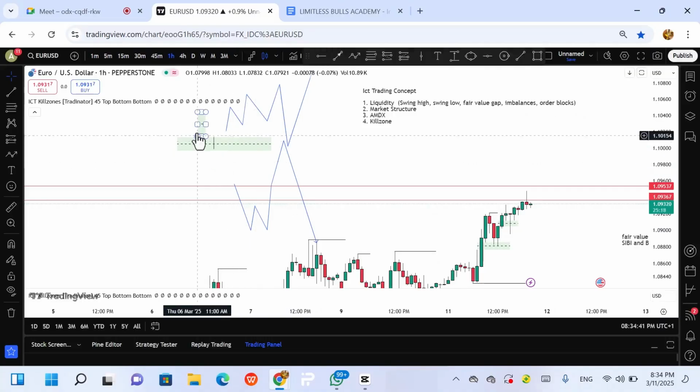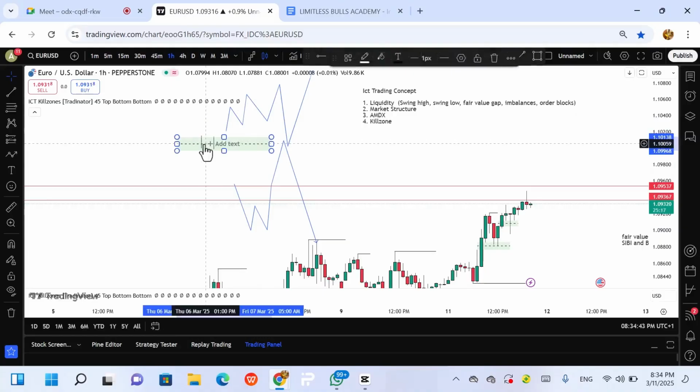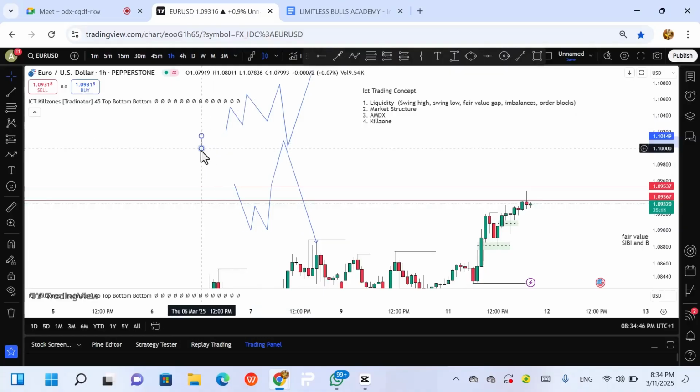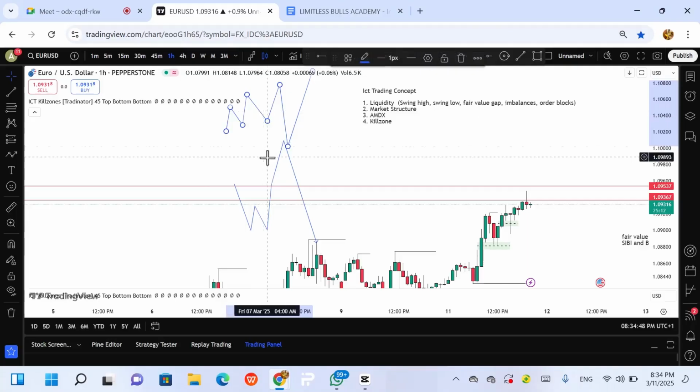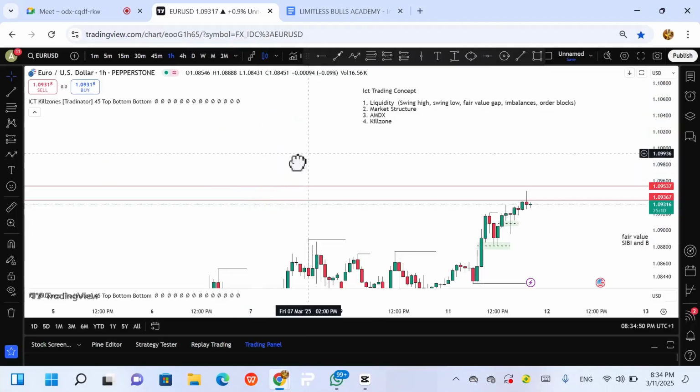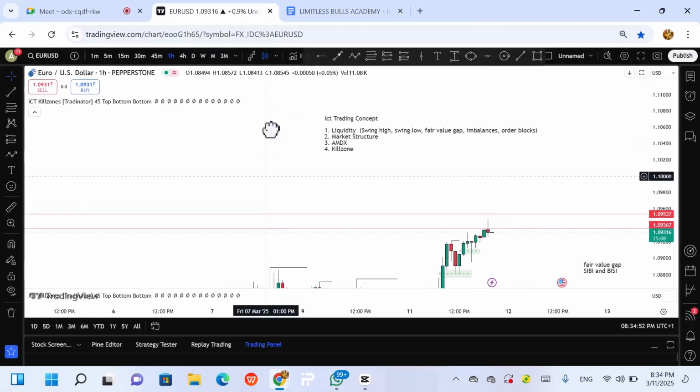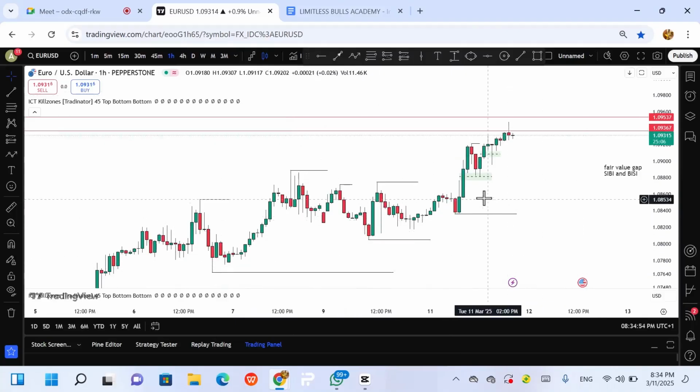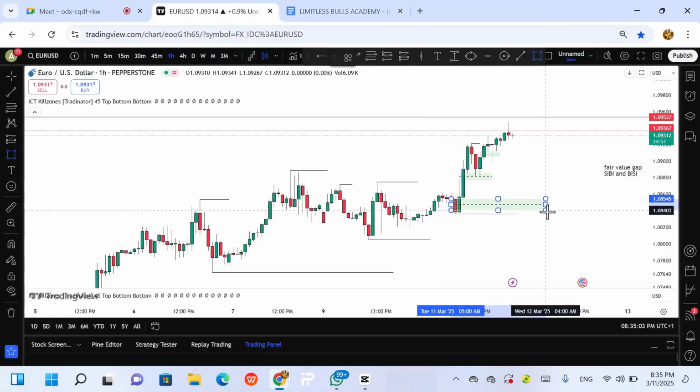Order block. So you know what an order block is? We can call them order blocks or supply and demand zones. They are where institutional buying pressure was pushed into the market. So now you see the market was consolidating at this zone. You see that from here momentum stepped into the market. So this is an order block.